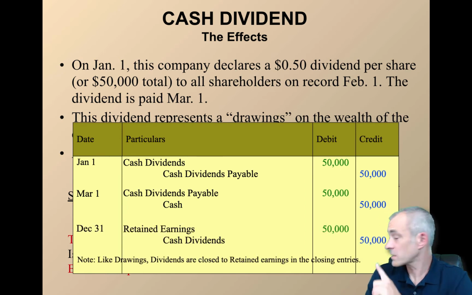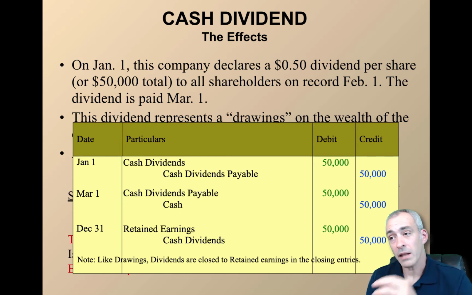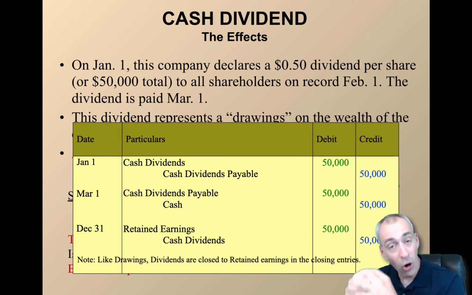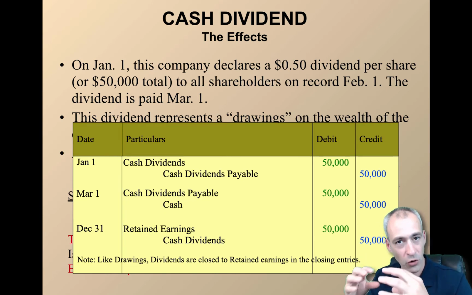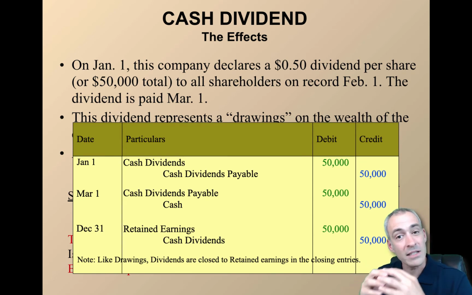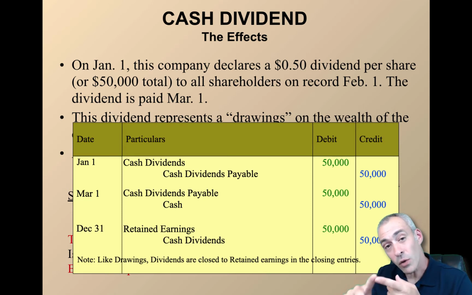Notice the date, December 31st. That cash dividends drawings-like account is sitting there all year long. It will stay there. You'll make your statements. You'll put that on the statement, just like you used to put drawings on the balance sheet in grade 11, or should have. And it stays there, and it doesn't get cleared out until the closing entry process.